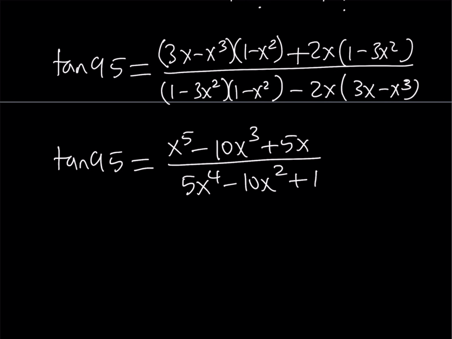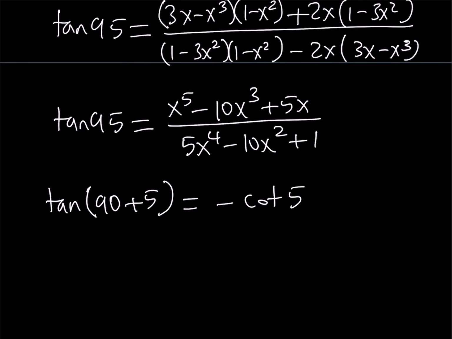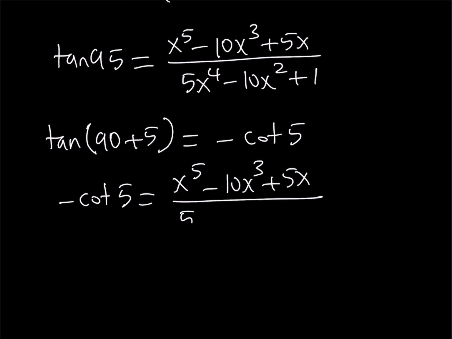Now, what's the relationship between 95 and 5? Let's go ahead and establish that. Well, tangent 95 can be written as tangent of 90 plus 5, and as you know, 90 is going to change the name from tangent to cotangent, and it's going to put our angle in the second quadrant, therefore making it a negative cotangent. So this is equal to negative cotangent 5. So negative cotangent 5 is then equal to x to the 5th power minus 10x to the 3rd plus 5x over 5x to the 4th power minus 10x squared plus 1.